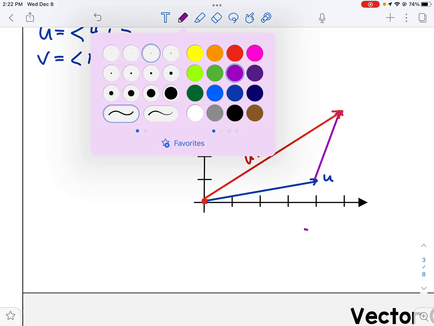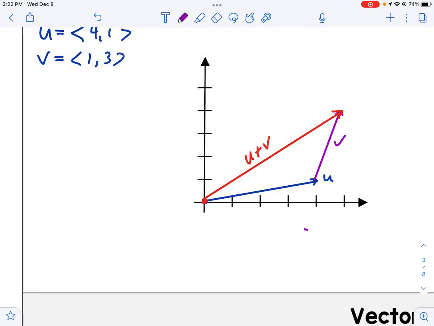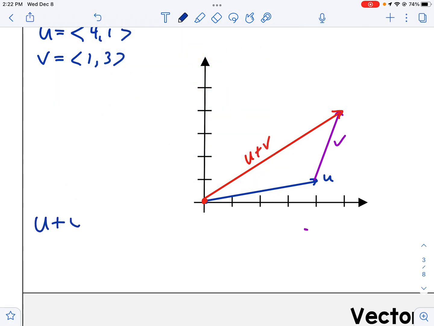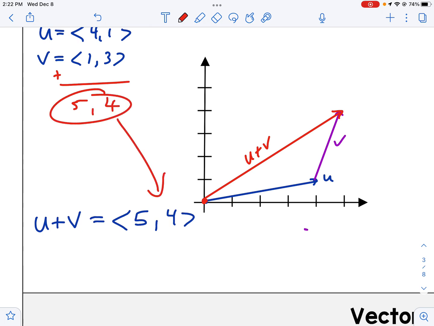Okay, now for now, we're only adding these vectors in component form. So if I was going to add vector u plus vector v, I would be adding their components, or their parts. All right, so u plus v would end up being 5, 4. Basically I'm taking this and turning it into an addition problem. X components get added together for 5, y components get added together for 4. And that becomes my new vector, u plus v, the resultant vector.